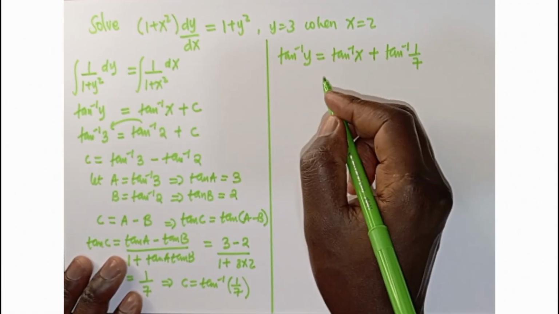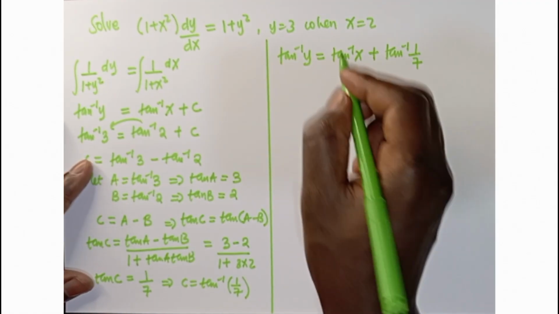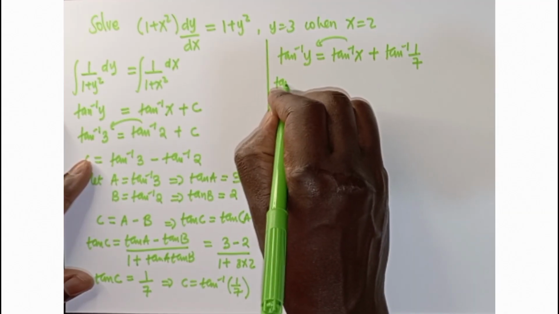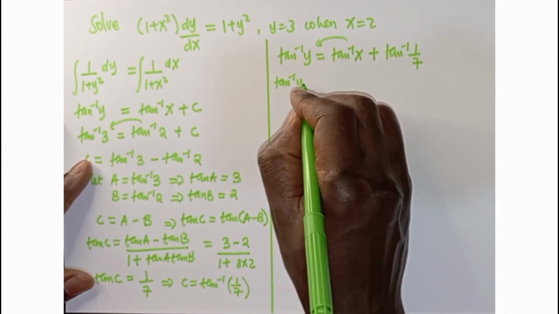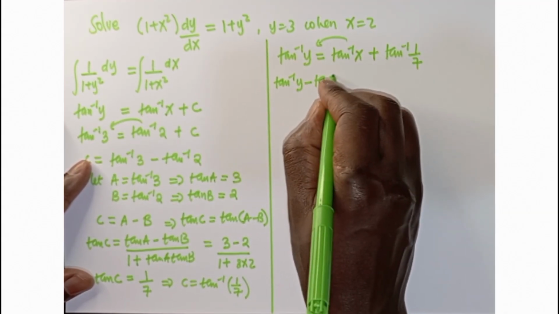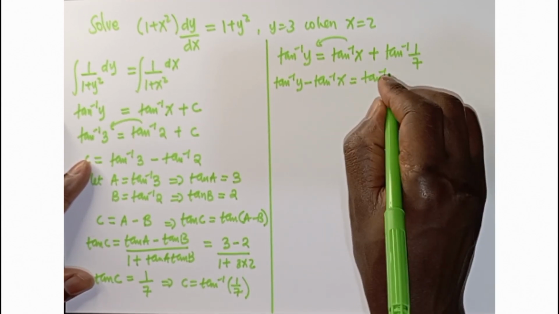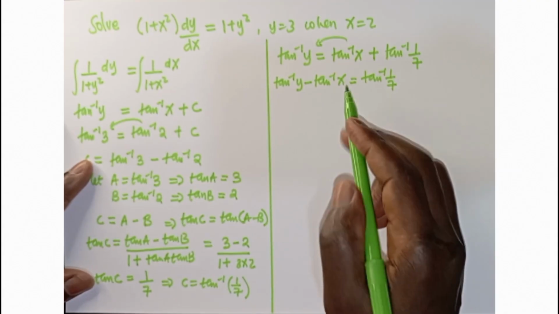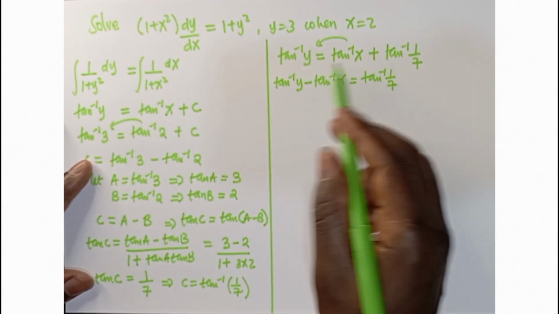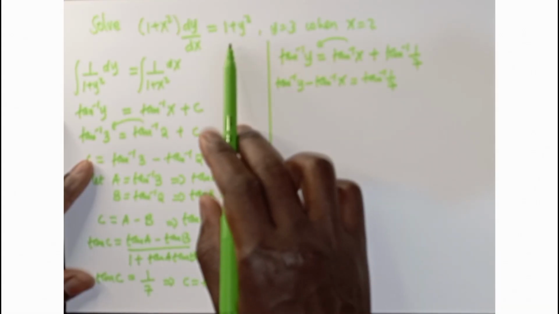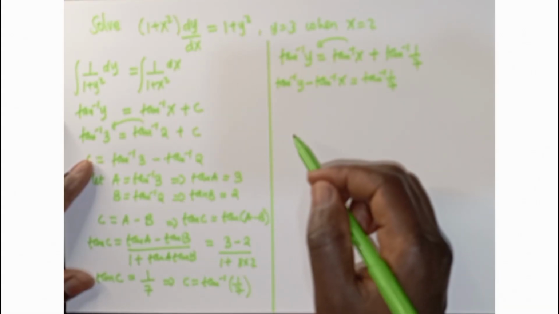So how do we simplify? Because our aim is to get y. So we take this side, and we shall have tan inverse of y minus tan inverse of x is actually equal to tan inverse of 1 out of 7 here. Don't just stop here because you haven't got y. You must get y because they have told you to solve this DE. So you have to take it back to y.